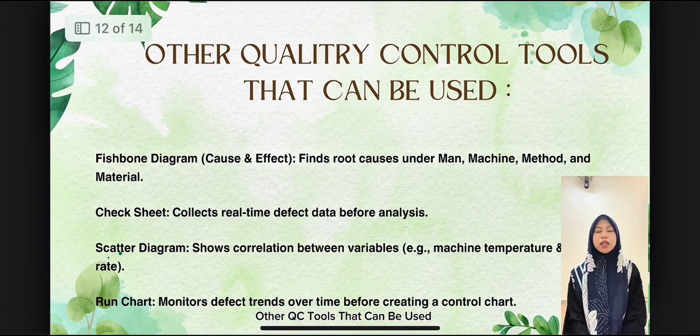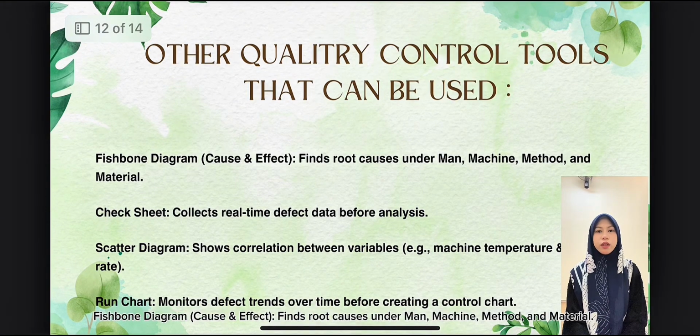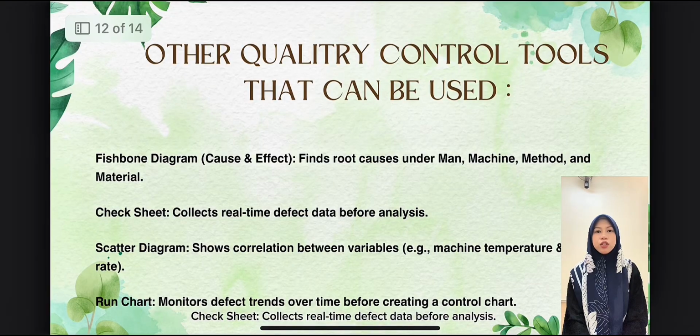Other QC tools that can be used: the fishbone diagram, or cause and effect diagram, finds the root cause under man, machine, method, and material. The check sheet collects real-time defect data before analysis. The scatter diagram shows correlation between variables, for example, machine temperature and defect rate. The run chart monitors defect trends over time before creating a control chart.